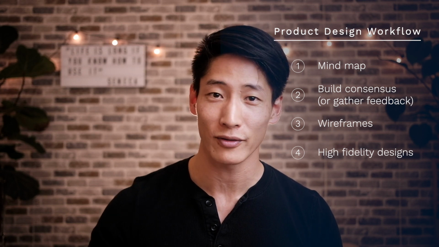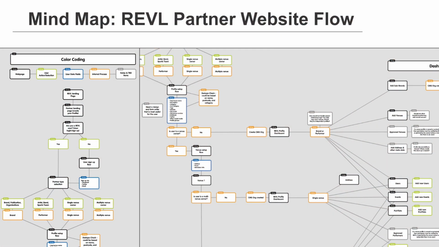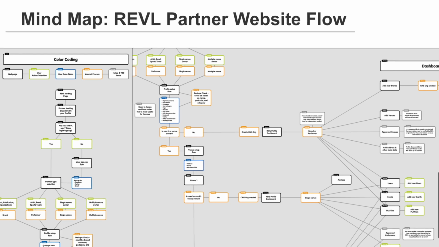So let's talk about the 4 steps in my workflow. Number 1, mind mapping. Number 2, building consensus and approval. Number 3, wireframes. And then finally, high-fidelity mockups. Oh, and I guess number 5 is actually working with the developer, or whoever is making the product, to make it happen. So the mind map, as I mentioned, is basically the blueprint of the product.